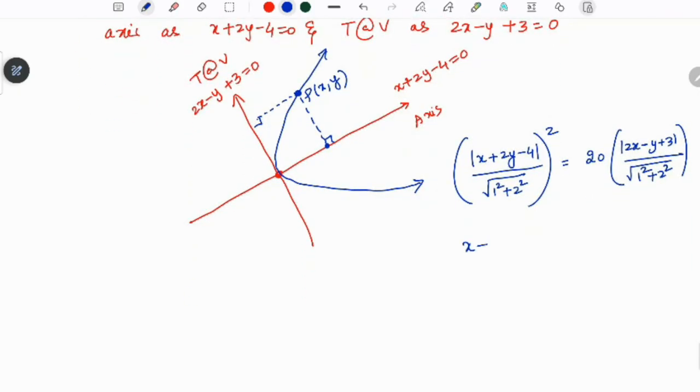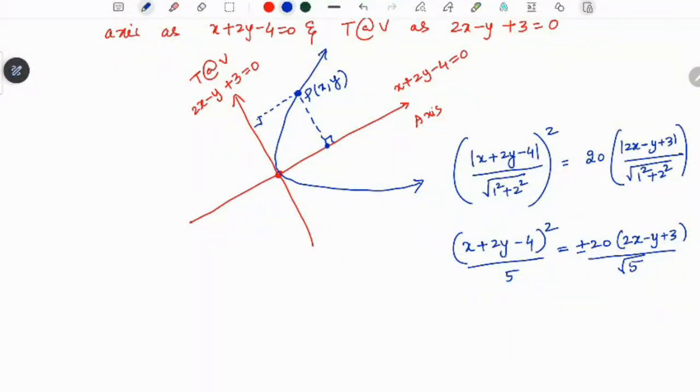Okay. So when you square, the modulus gets removed. Root 5 whole square is 5. This is 20. Modulus of 2x minus y plus 3 is there. So we have a situation like this, root 5. If you take plus, you will get one parabola here. If you take minus, you get another parabola.